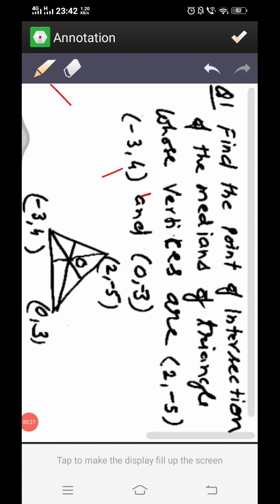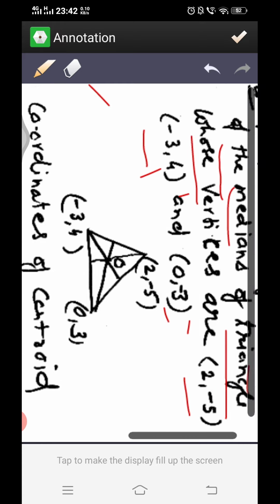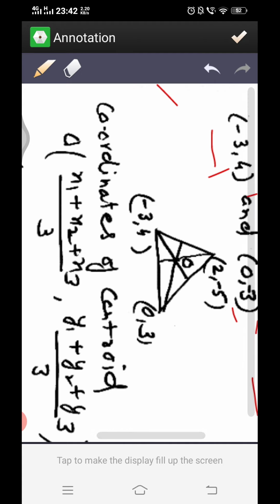Let us take one question. Find the point of intersection of the medians of a triangle whose vertices are (2, -5), (-3, 4) and (0, -3). Here the vertices of the triangle are given and we have to find the intersection point of the medians. The intersection point of the medians is called the centroid. It means we have to find the coordinates of the centroid. Here we can see that the medians are intersecting at O, so we have to find the coordinates of O.